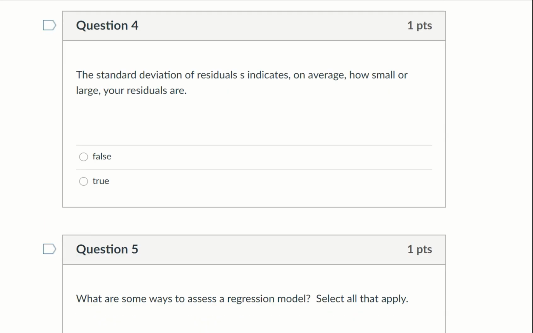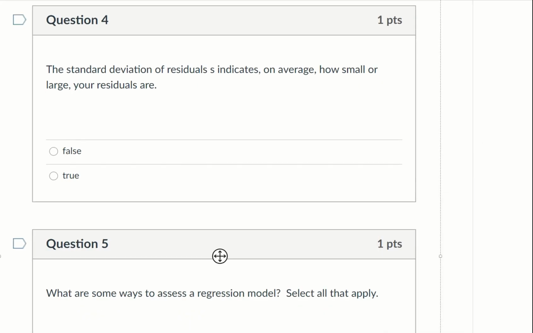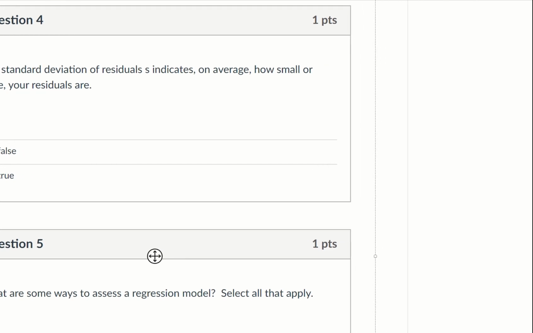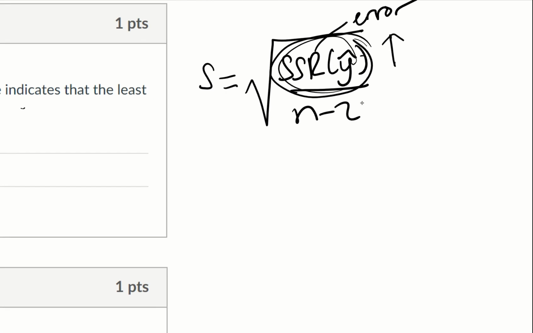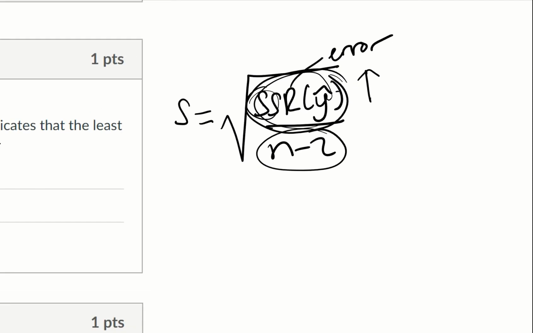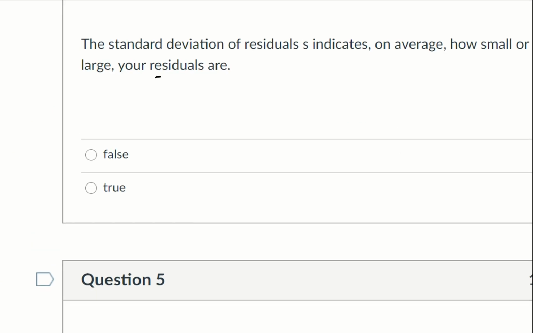All right, question 4. The standard deviation of residuals, S, indicates on average how small or large your residuals are. So that's S indicates on average how small or large your errors are. And that is true, right? So this right here is your error, and you're adding the errors. When you add the errors and you divide by however many you have, minus 2, of course, then this is an average. This right here is a type of average. So it's saying on average, how large are your errors? Or how large are your residuals? Residuals are like your errors. So this is true.